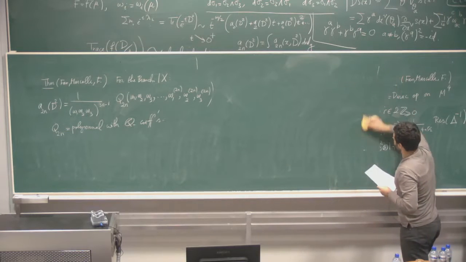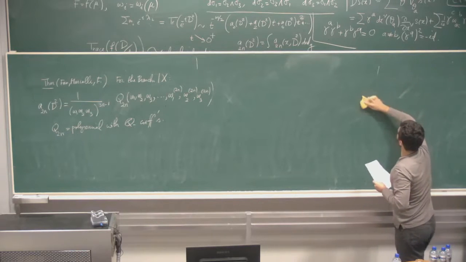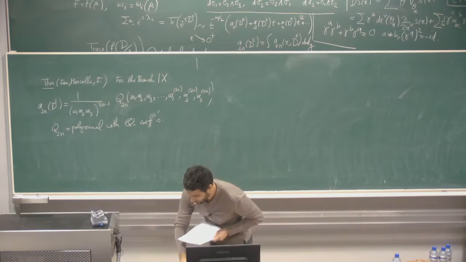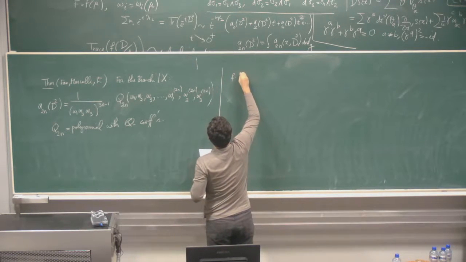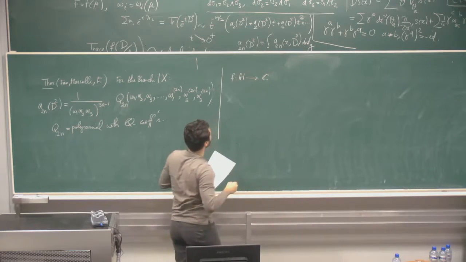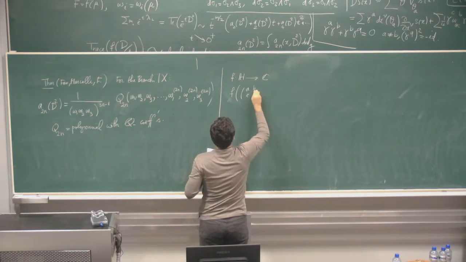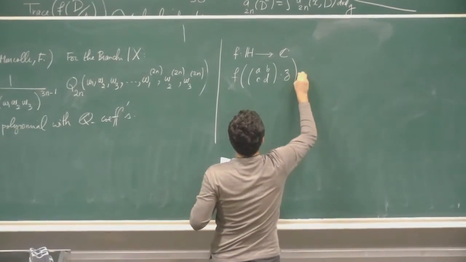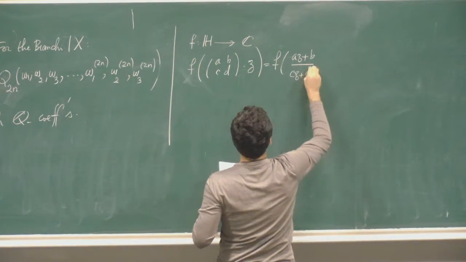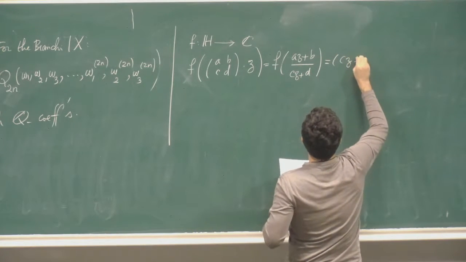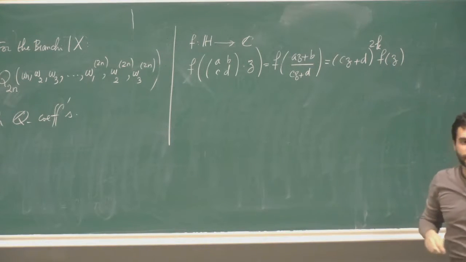So, a brief explanation about what a modular form is. A modular form of weight 2k is a function from the upper half plane, inside the complex plane, to C, which satisfies this property. We have the action of SL2Z on the upper half plane, f of (az + b) divided by (cz + d), and we want to have this relation.